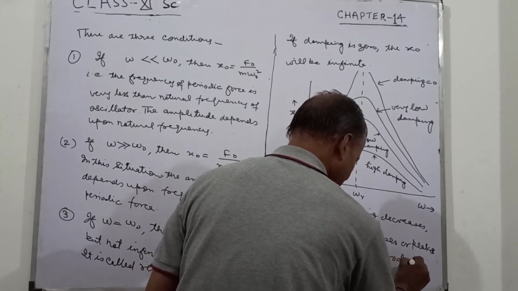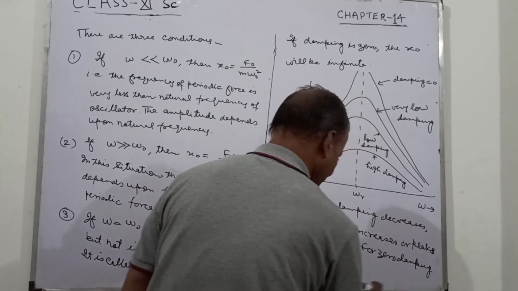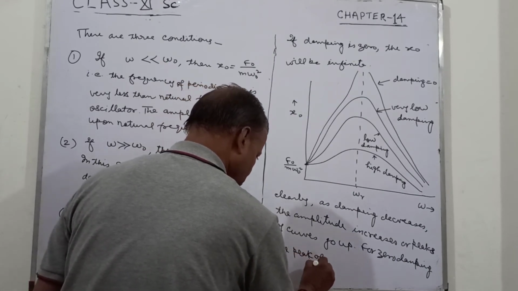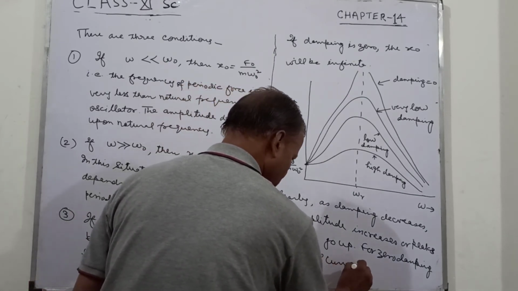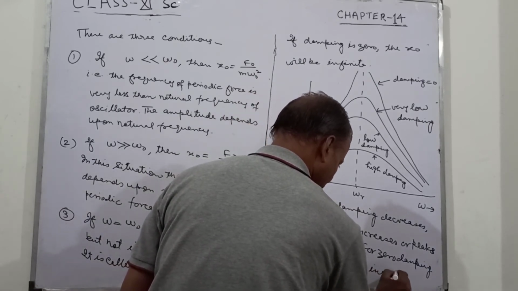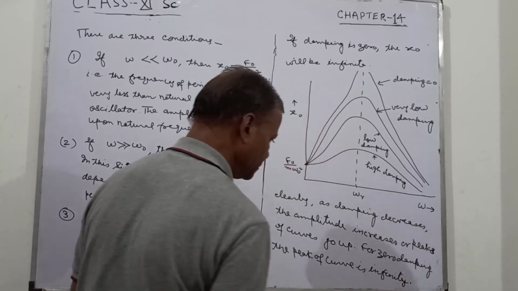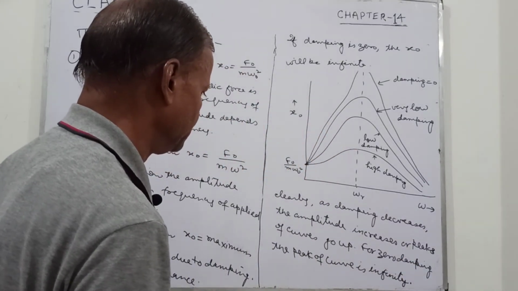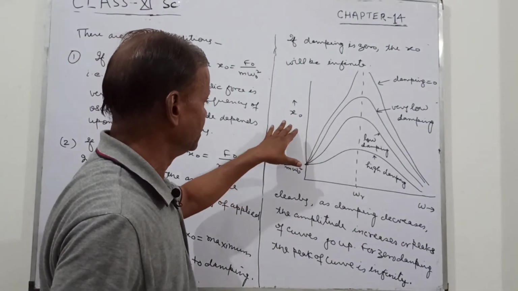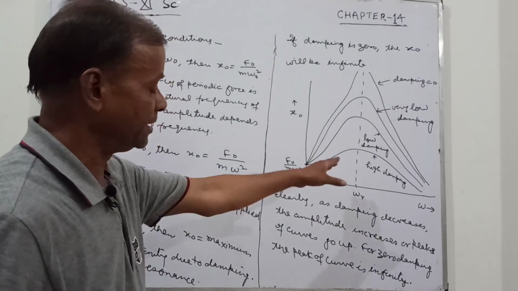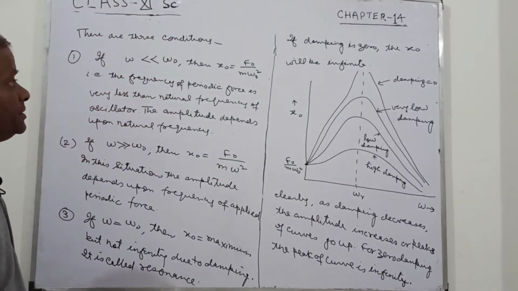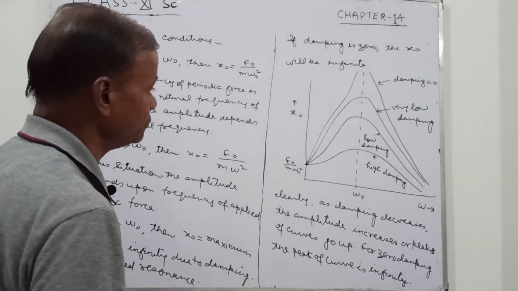For 0 damping, the peak of the curve is infinity. So this shows the variation of the amplitude with the damping, and we can have the energy of this oscillator also.